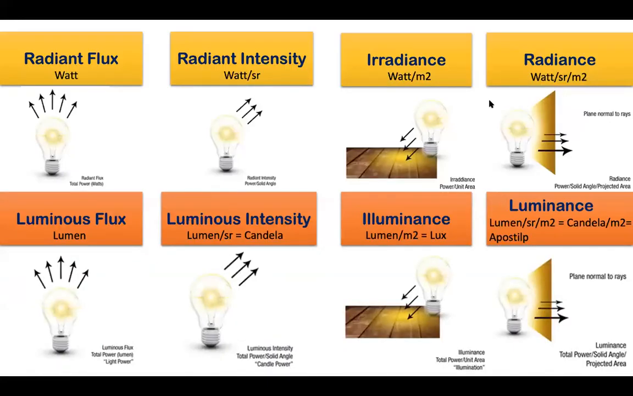Let's revise it again. The radiant flux and radiant intensity, the luminous flux and luminous intensity measure the light rays coming from a source, or the energy or intensity from a source. On the other hand, radiance, luminance and illuminance measure the light or light energy reflected on a surface. So we are measuring how much light the surface is receiving.